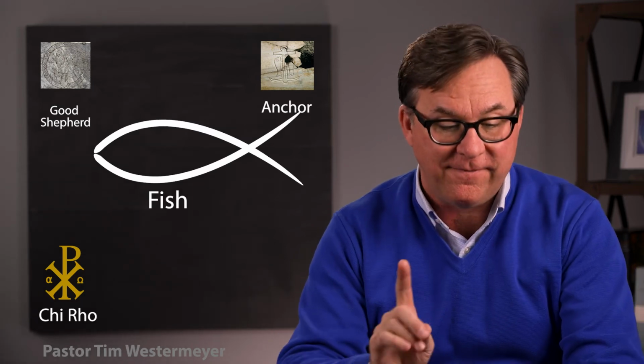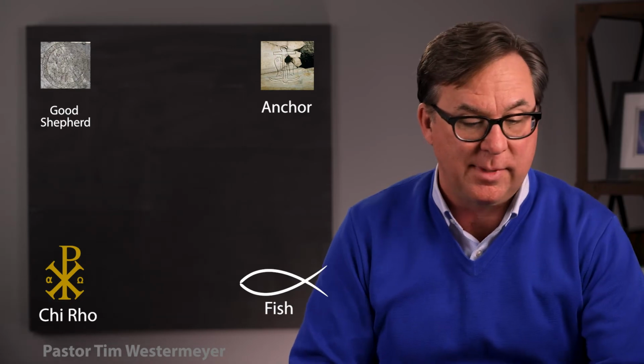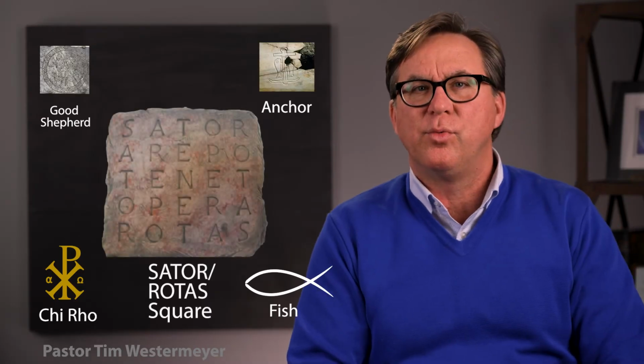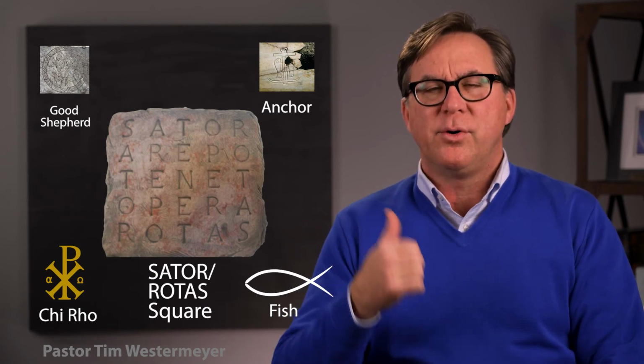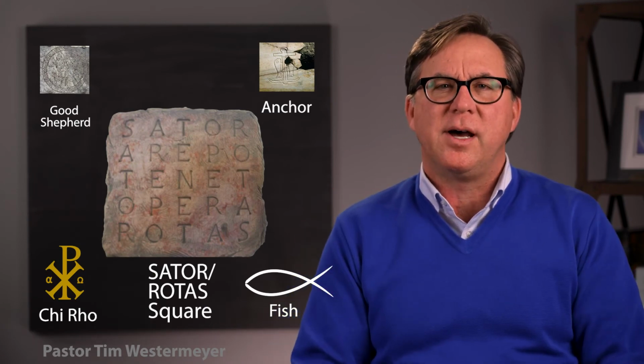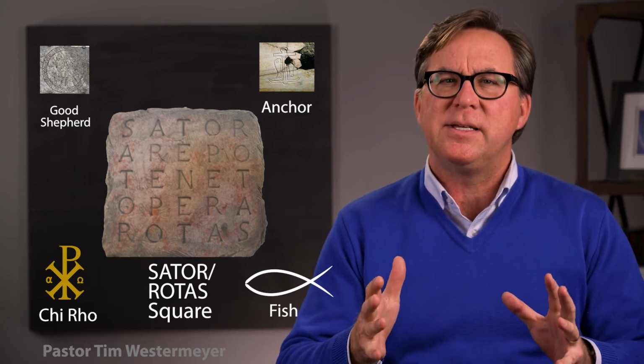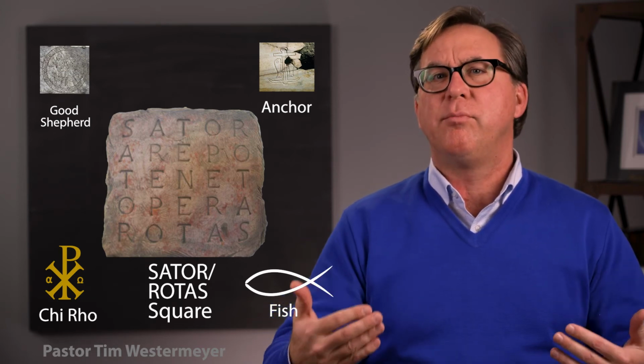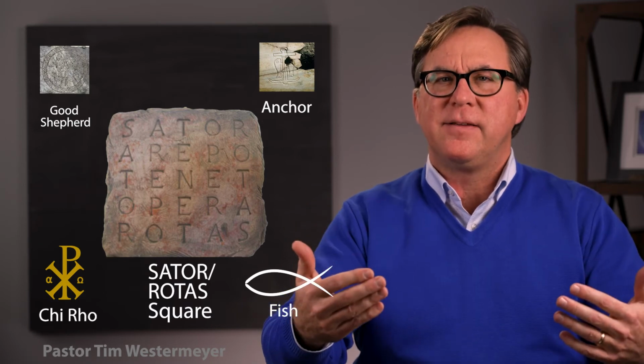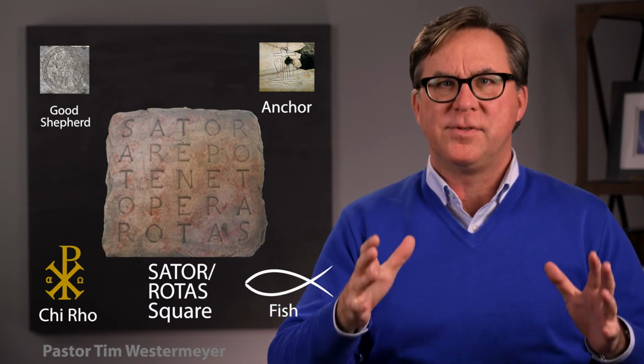Which brings us to the fifth and final symbol I want to talk about, which is one I only learned about recently. It's called the sator or rotas square. We'll show an image of it here as we've been showing these other ones. And again, it's a little mysterious, but the belief is that this was a way for someone in their home, let's say, to indicate to visitors that a Christian lives here.